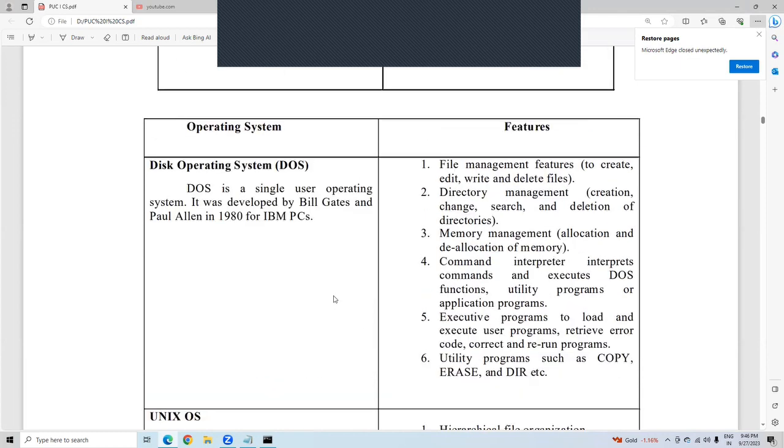DOS is a single-user operating system which was developed by Bill Gates and Paul Allen in 1980 for the IBM personal computer. PC stands for personal computer. It handles file management like creating, writing and deleting files, directory management like creating, changing, searching and deleting directories, memory management like allocation and deallocation of memory, and a command interpreter that executes DOS functions and utility programs. Like this, there were more features.